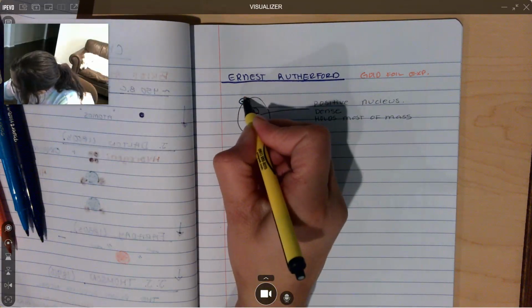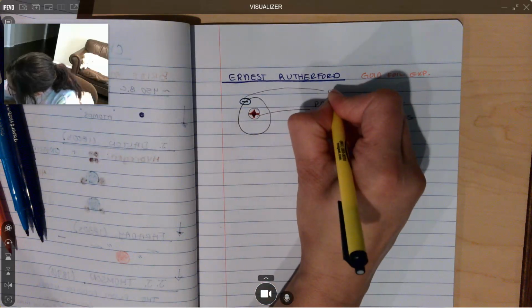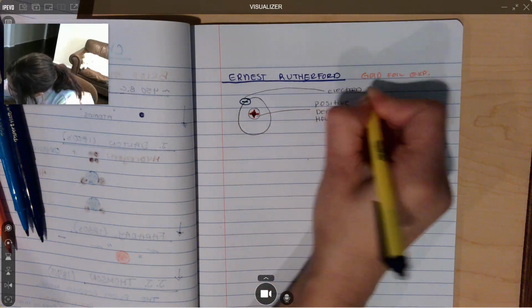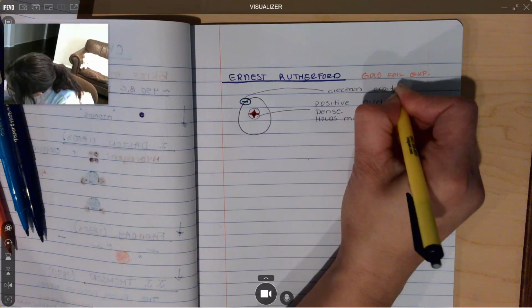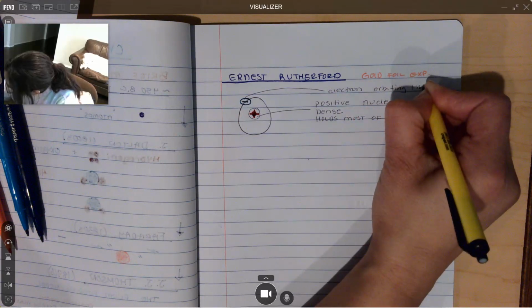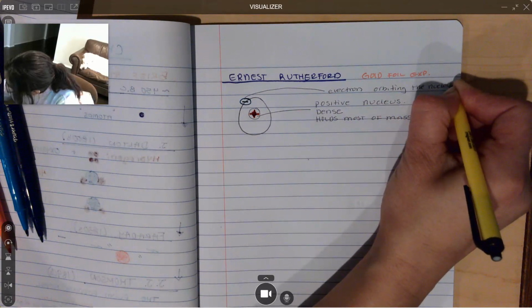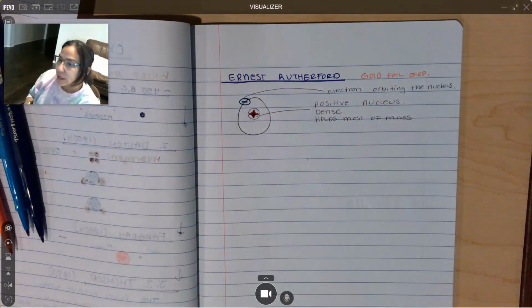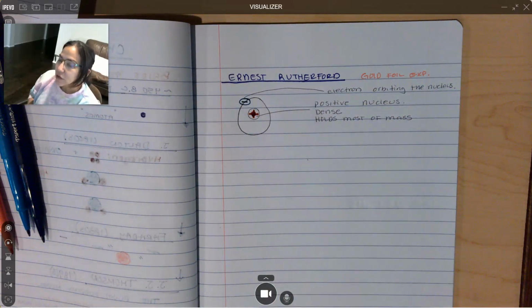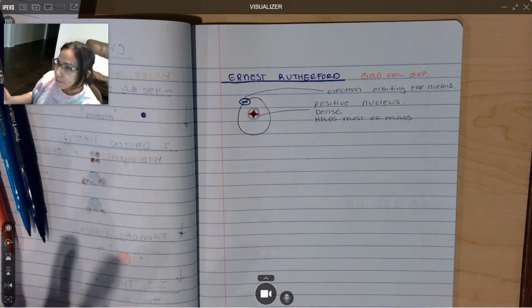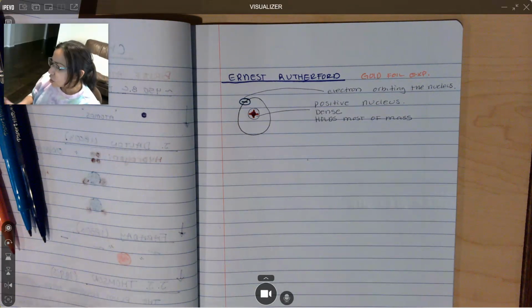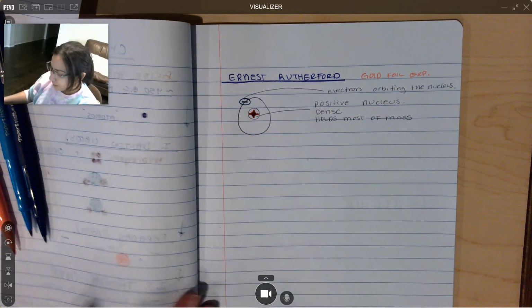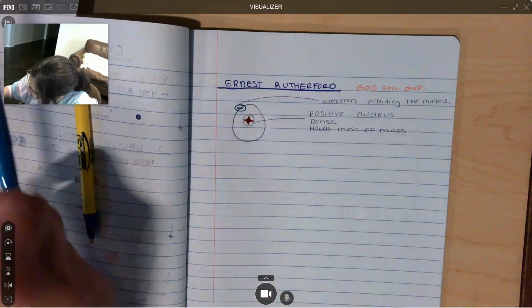And then here we have the electron orbiting the nucleus. We have the electron orbiting the nucleus. So this is Ernest Rutherford's model, and we call it the nuclear model, okay? So this is called the nuclear model.